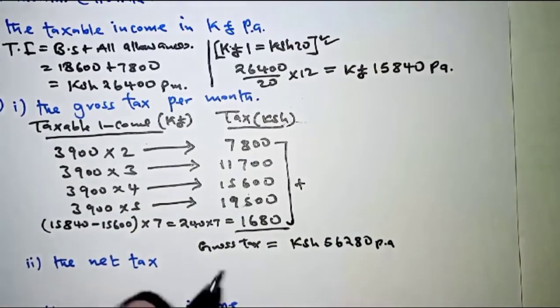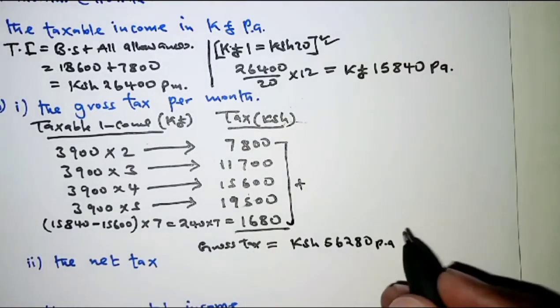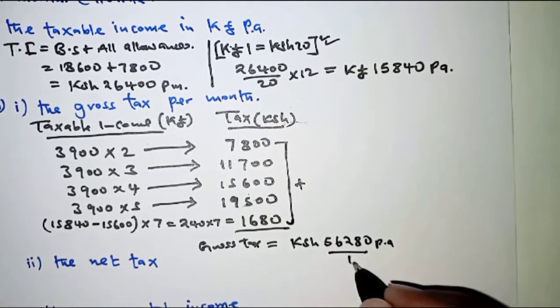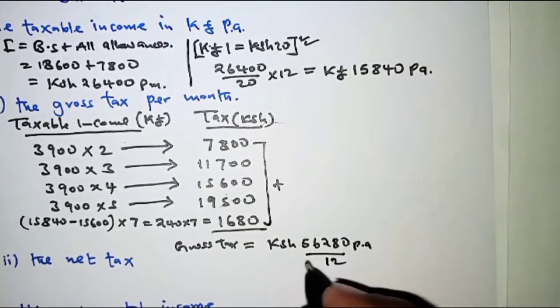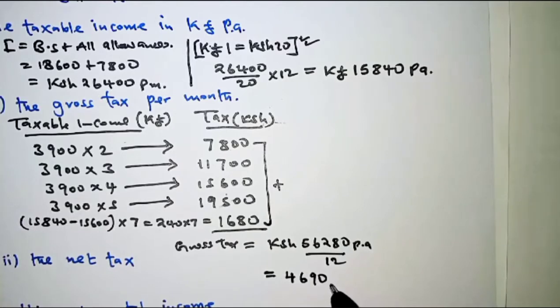But remember, we are asked the gross tax per month, so we simply do the conversion by dividing it by 12, and that should give us 4,690 Kenyan shillings per month.